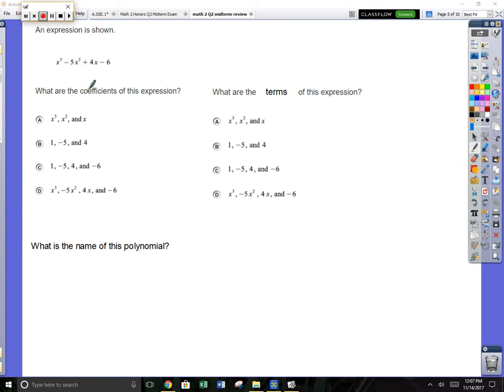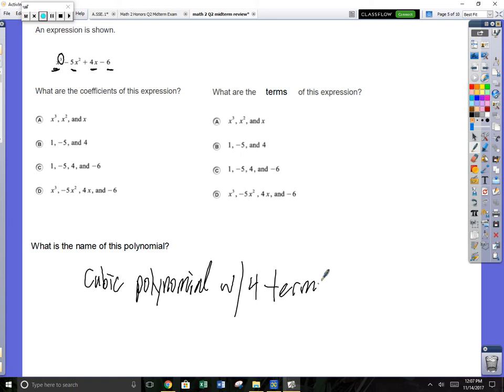So you're given this polynomial x cubed minus 5x squared plus 4x minus 6. It has 1, 2, 3, 4 terms. So the name of it, your biggest exponent is a 3, so it is called a cubic. 4 terms, there's no name. So polynomial with 4 terms.